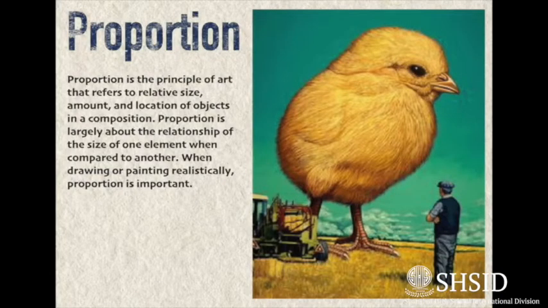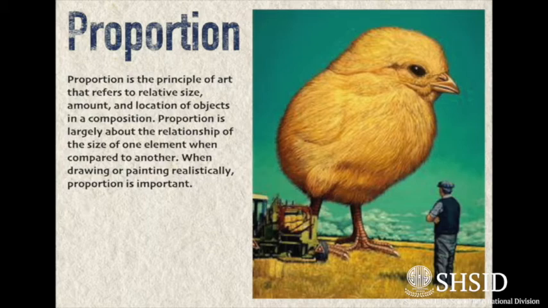Proportion is the principle of art that refers to relative size, amount, and location of objects in a composition. Proportion is largely about the relationship of the size of one element or object when compared to another. When drawing or painting realistically, proportion is very important.